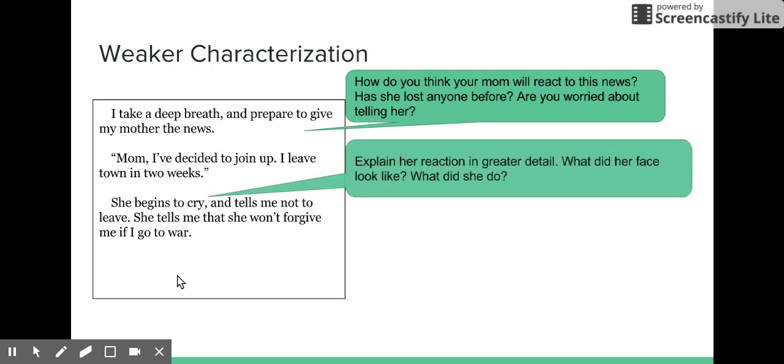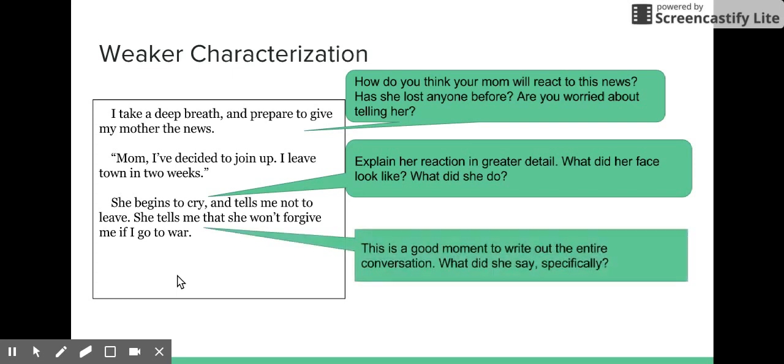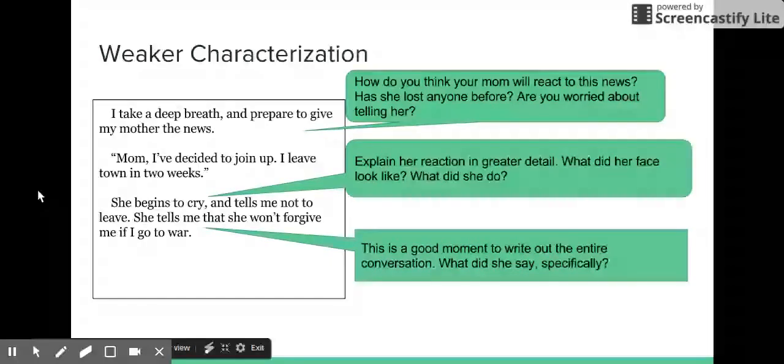And then I also think that after the big moment where he drops that bomb, we could do more with how the mom reacts. So, for instance, what did her face look like? How did she move? Did she do anything with her hands? What exactly did she do? What were her movements? And I also think that this is a good moment to add in the dialogue. So instead of saying, she tells me that she won't forgive me if I go to war, explain what the mom actually said. Use actual dialogue to do that, because that'll give us more insight into who the mother is.